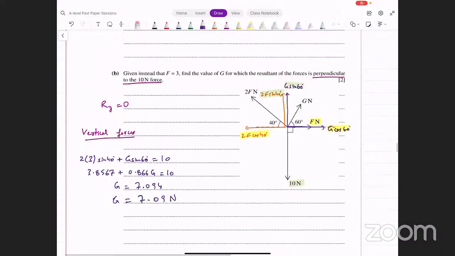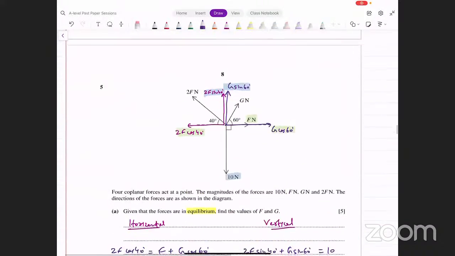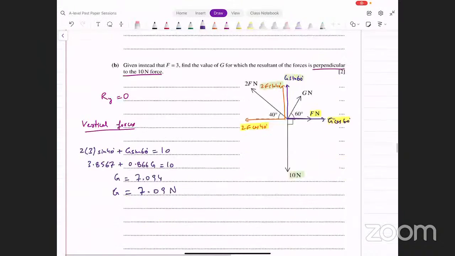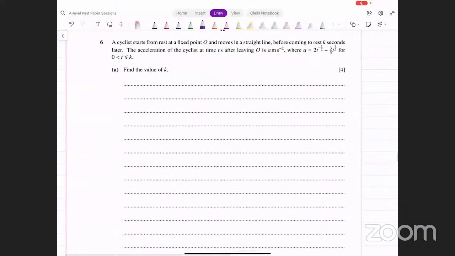Okay, so that was question number 5, part B. Achha. Question number 6, let's have a look at this. A cyclist starts from rest at a fixed point O and moves in a straight line. So it's starting from rest and it's moving in a straight line. Before coming to rest k seconds later. So it comes to rest k seconds later.